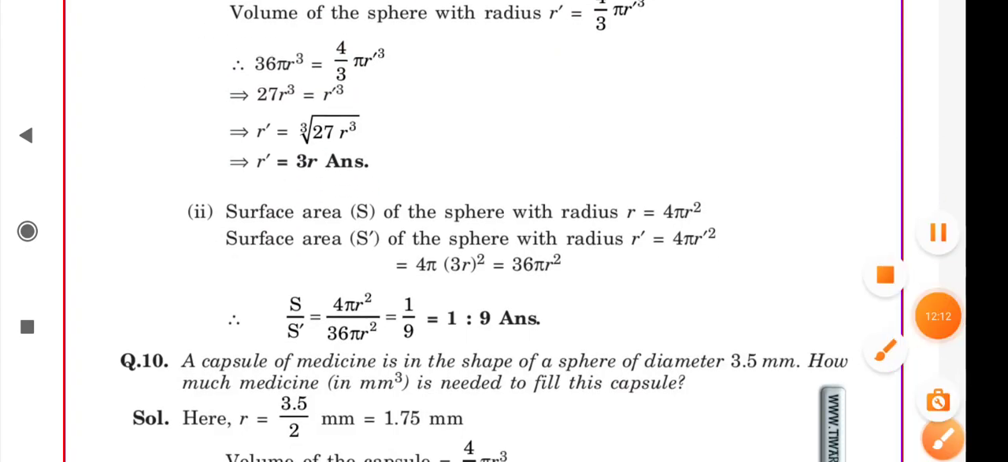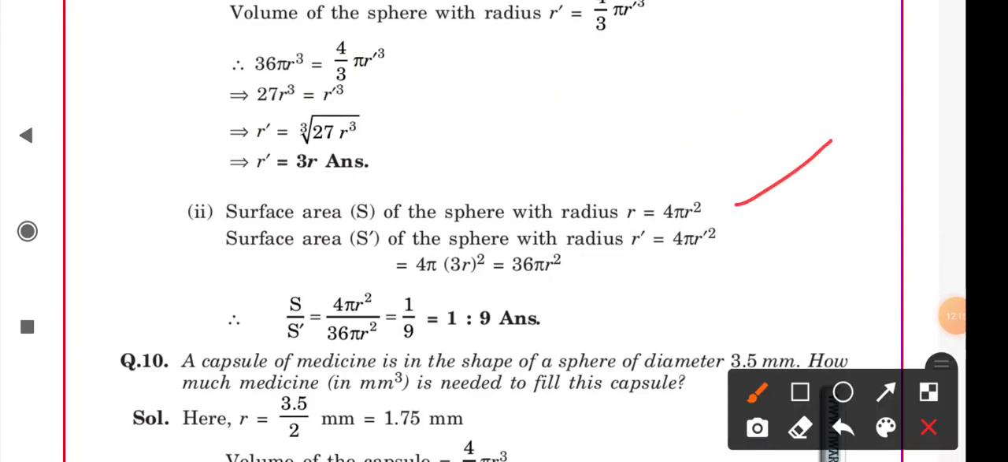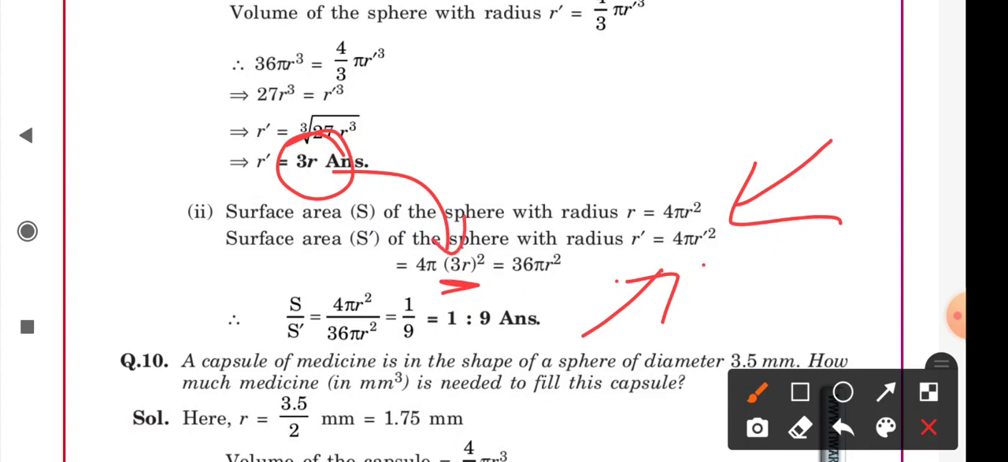Now for finding the surface area of the first, it is 4 pi r square, and the surface area of the new sphere will be 4 pi r dash square. In place of r dash you will write 3r. You will substitute it from here. So 9 r square, then you will take the ratio of the surface areas, you will get 1:9.